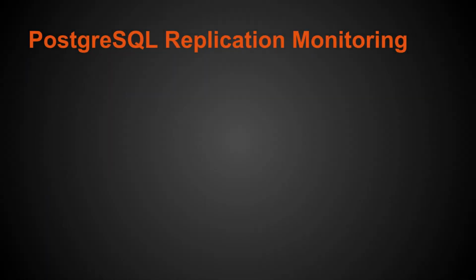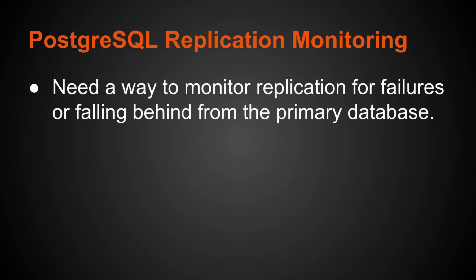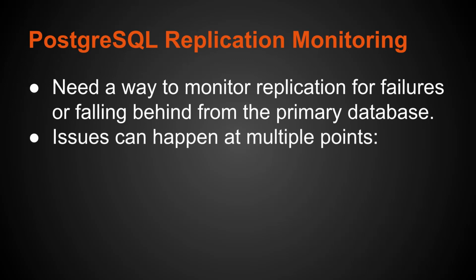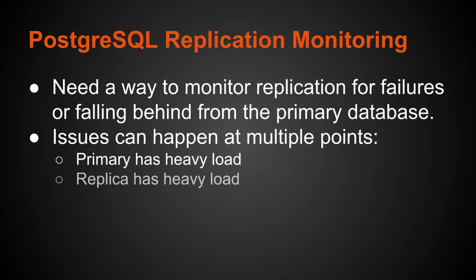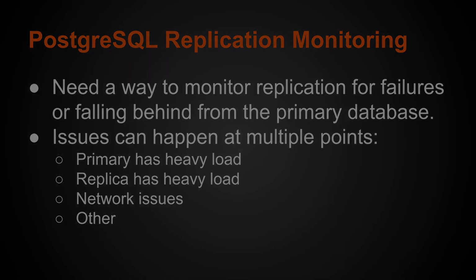So when you're doing replication, you're going to want to find a way to monitor it for failures and also in the case where a replica may be falling behind from a primary database. Different types of issues can happen at multiple points. Maybe your primary has a problem with sending out all of the changes to the replicas connected to it, or maybe a replica is having trouble keeping up with the load that's being sent in and it's falling behind. Or maybe you're having network issues or any other kind of issues that could cause the process to fail and basically your replication stops. You want to keep track of these issues.